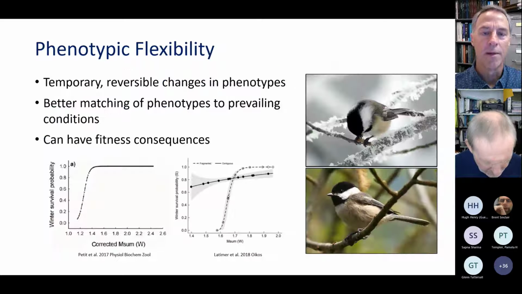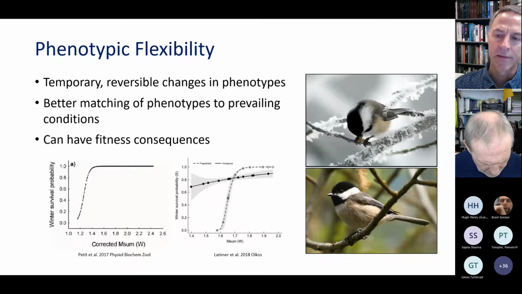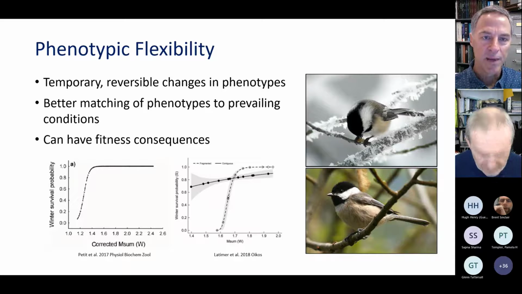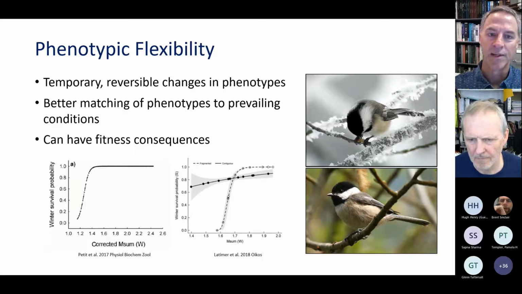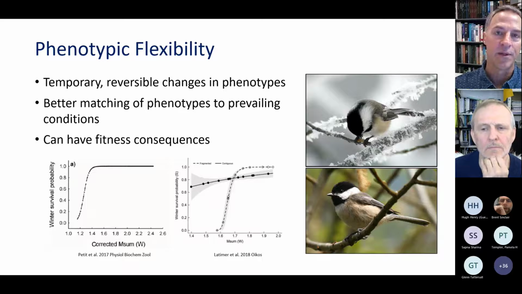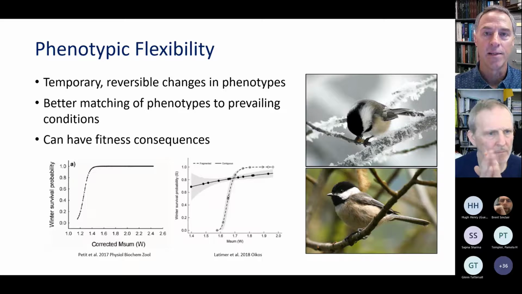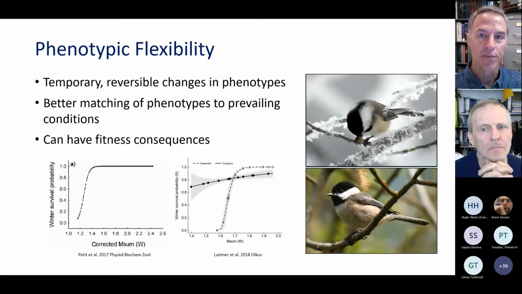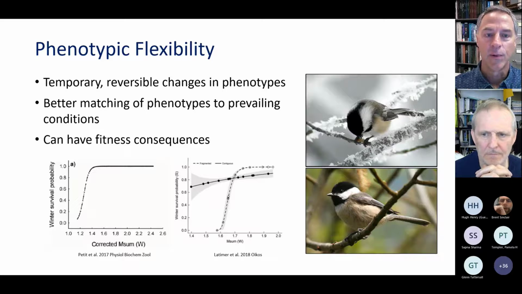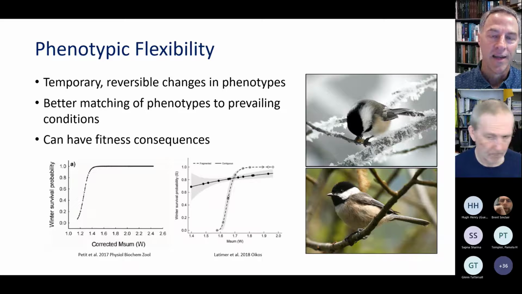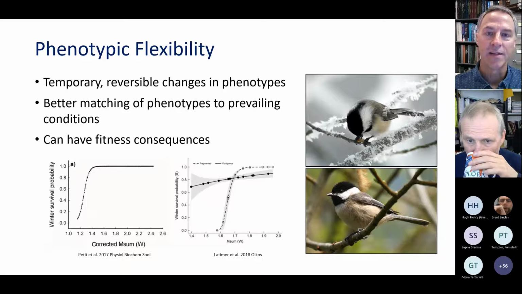And so I'll start with a definition, and that's of what we mean by phenotypic flexibility. This is a subcategory of phenotypic plasticity that deals with temporary, reversible changes in the phenotypes that usually occur in adult organisms. And so birds, for example, can toggle back and forth between a summer phenotype and a winter phenotype as conditions dictate. And this, of course, allows better matching of the phenotypes to prevailing environmental conditions. And this matching can have fitness consequences.